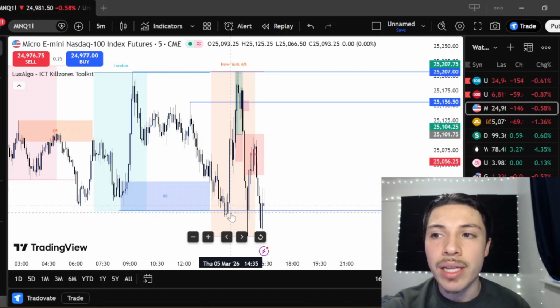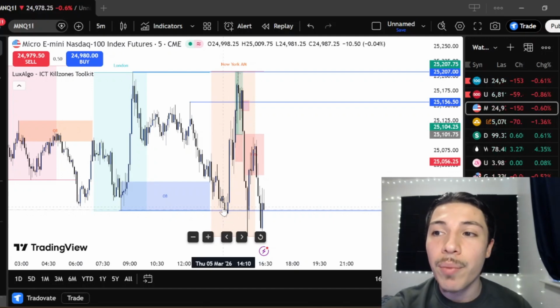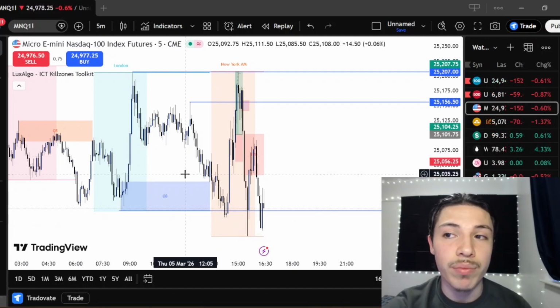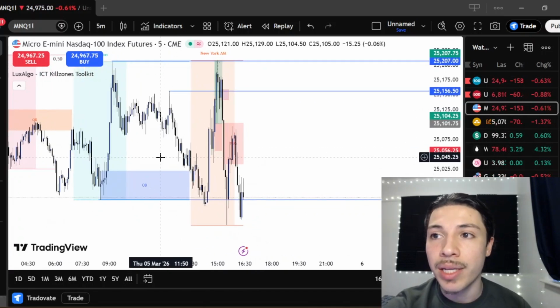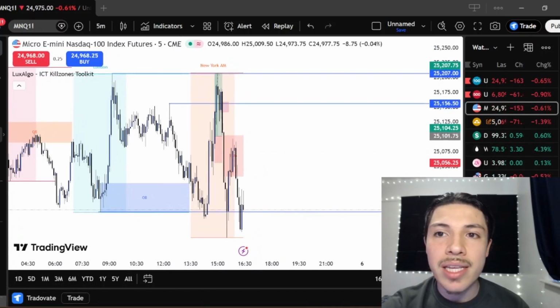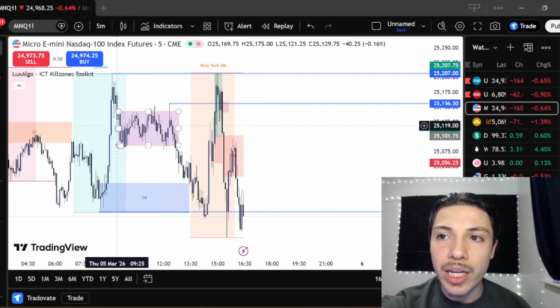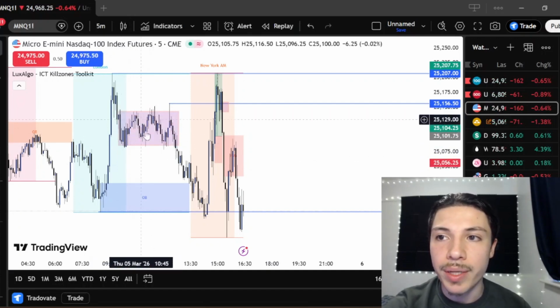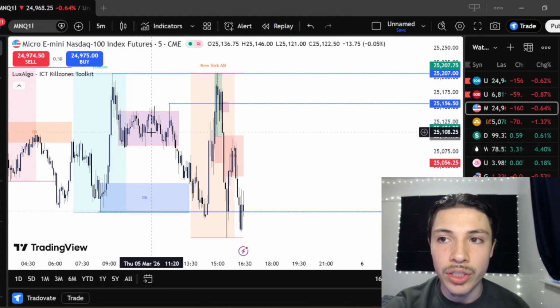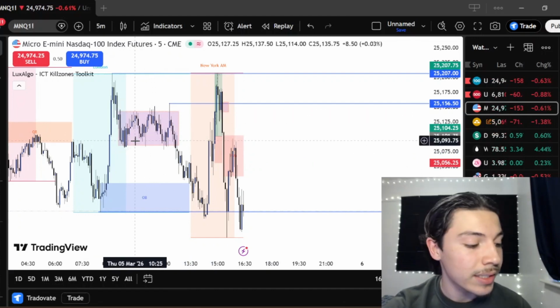But what does that tell me? That tells me that we've now swept out a strong draw on liquidity and we are potentially going to reverse from there. That is exactly what it is telling me. What else am I seeing? Well, I'm seeing that we got some clear accumulation, right? We had this clear accumulation period where the market is ranging and going sideways. This is post London session, right? We can see that we're just chopping side to side.